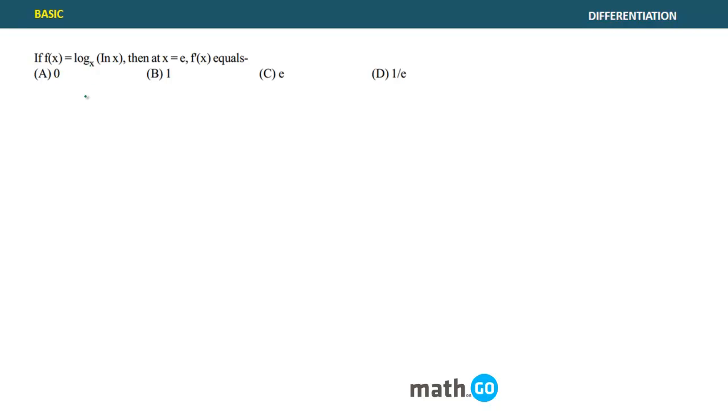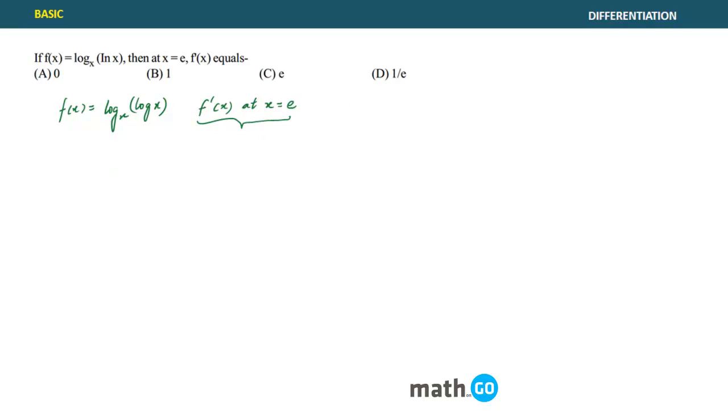It says f(x) is equal to log with base x of log x, right? This is the question, and you need to find f'(x) when x is equal to e. This is the target. This is what you want to find. Okay, so now understand this. The question that I have taken here is just to explain to you how the log machine works. This is something very important.